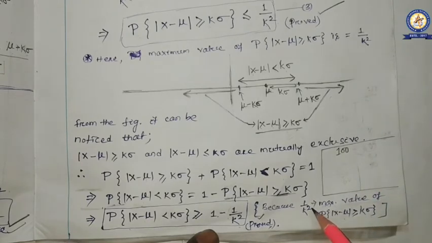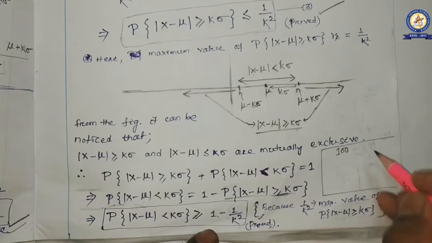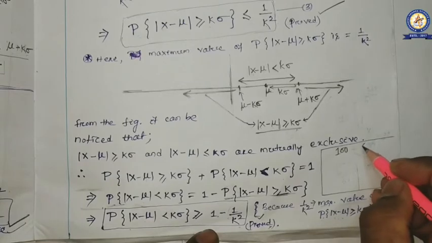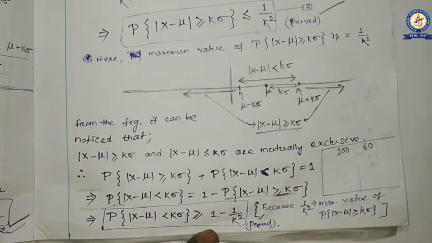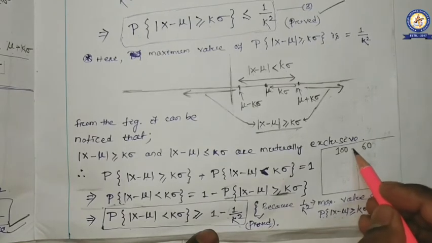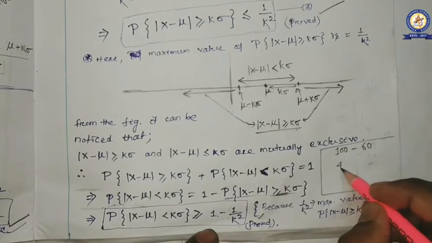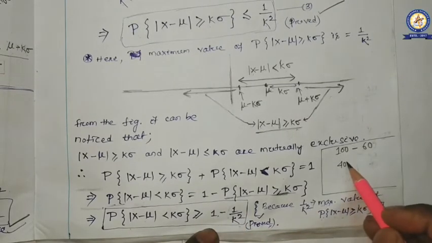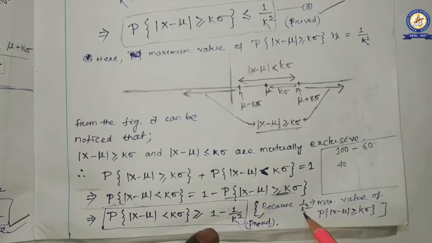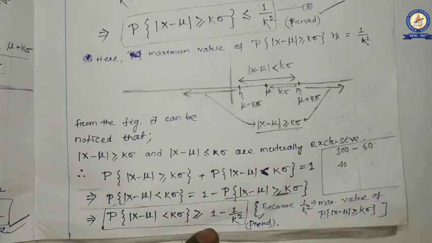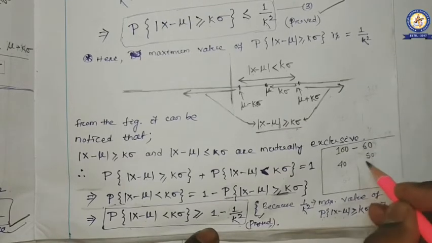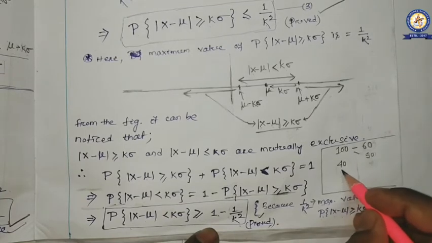Now consider 1 by k square, which is the maximum probability for this one. Let that maximum probability be 60, right? Now if I calculate 100 minus 60, it will be 40. So 1 minus 1 by k square will be 40 if 1 by k square, which is the maximum value, is taken as 60. Now consider another value of 1 by k square, which is less than this value, 50. Now subtract 100 minus 50, we get 50.